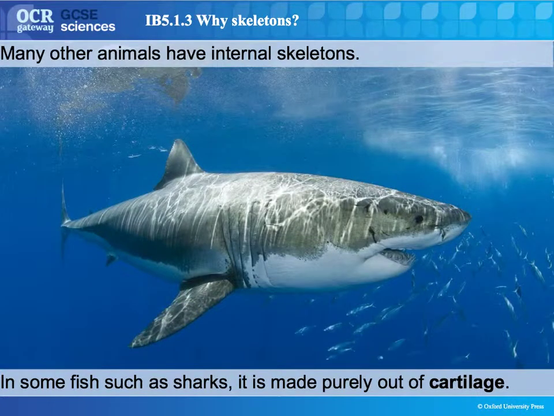So animals that have a backbone, or vertebrates, tend to have internal skeletons. Some fish, such as sharks, rays, and things like that, their skeletons are made of cartilage. Although our skeleton is made of bone, there are places where we've still got cartilage, such as the tip of your nose, your earlobe, and the ends of long bones.